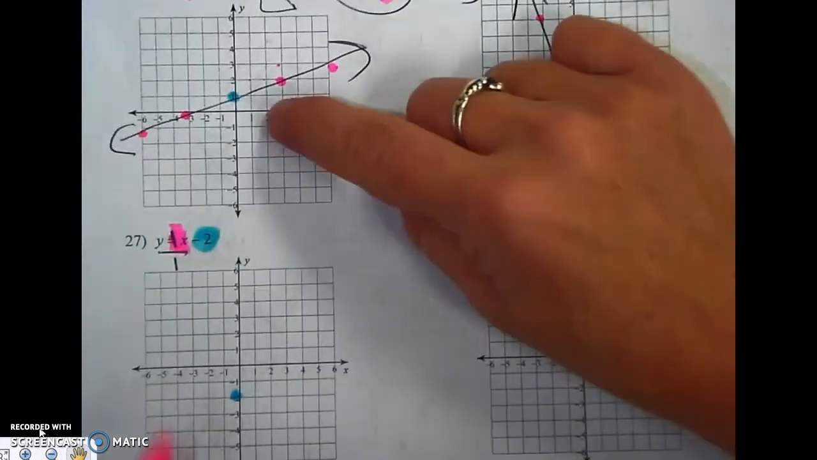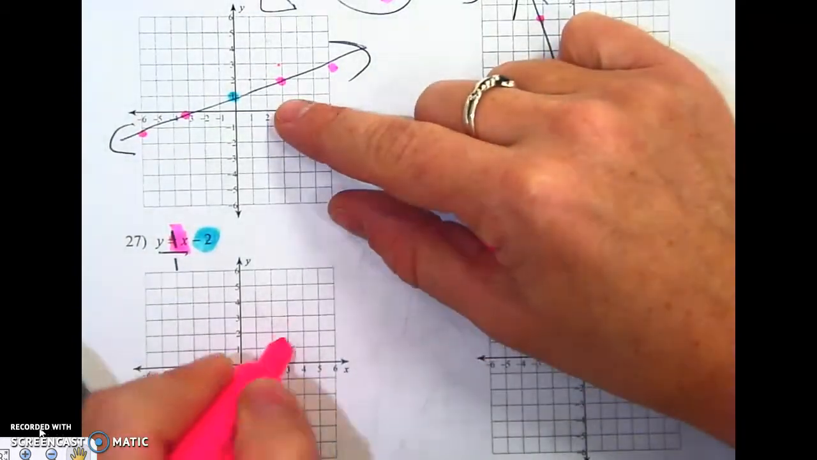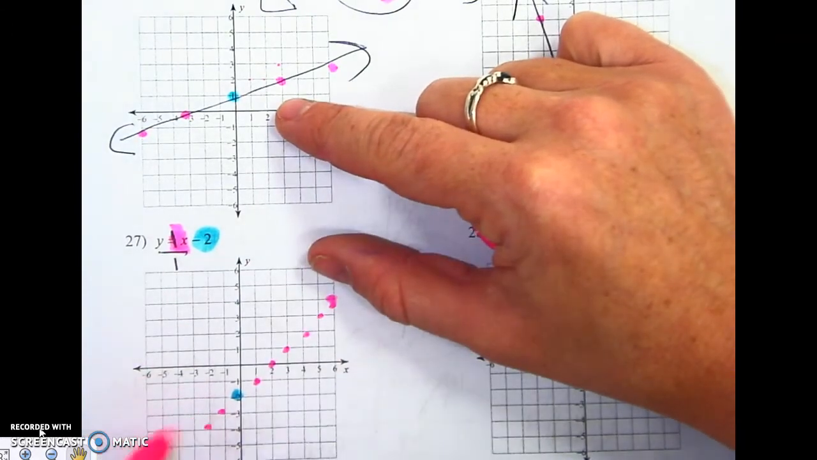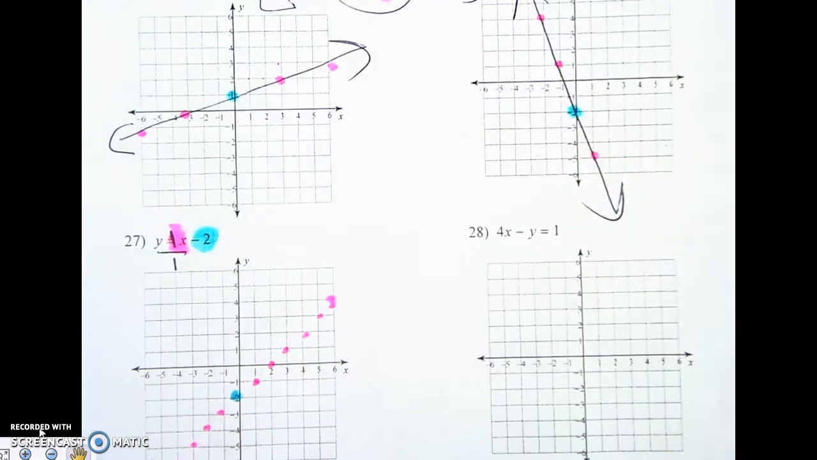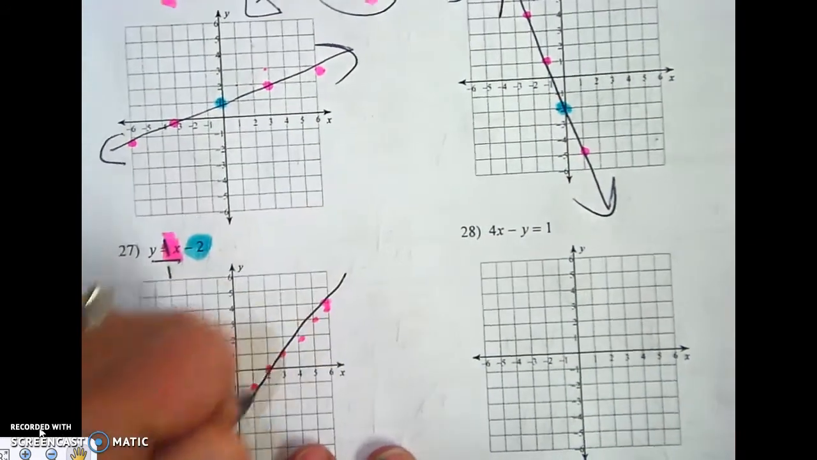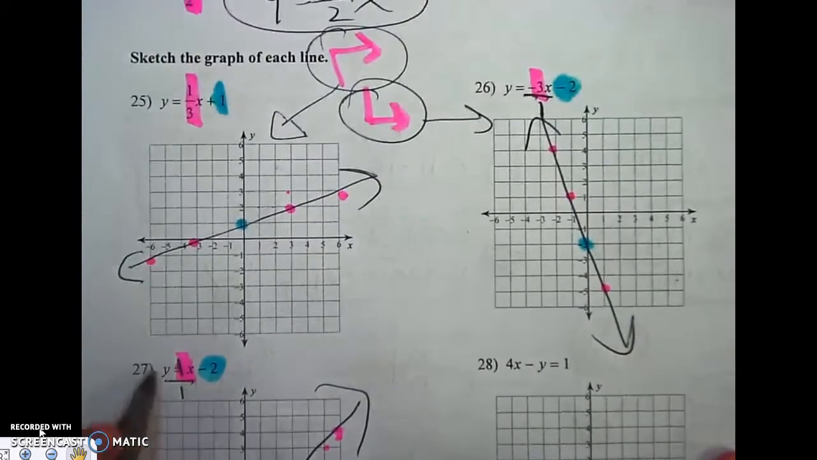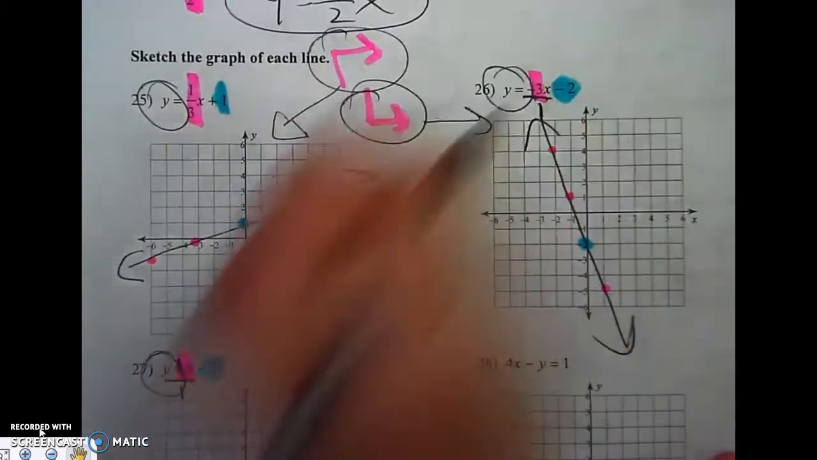Since it's positive, I do here. Up 1, right 1, up 1, right 1, up 1, right 1, up 1, right 1. Oopsies, I'm off. And then down 1, left 1, down 1, left 1, down 1, left 1, down 1, left 1. Now 28 is different because if you look, y equals, y equals, y equals.